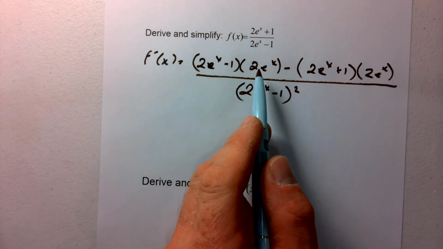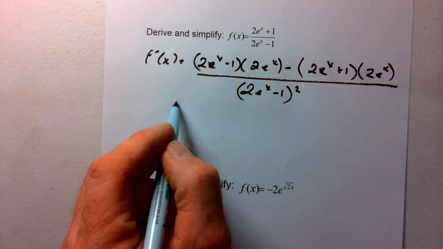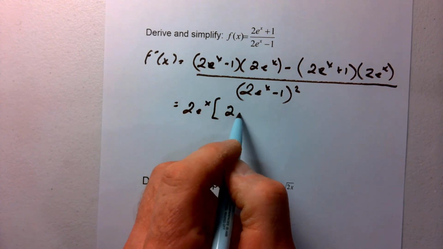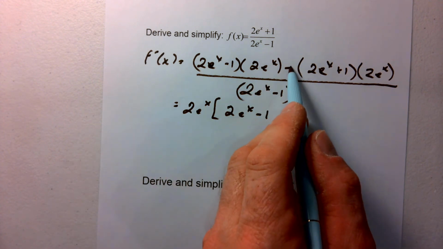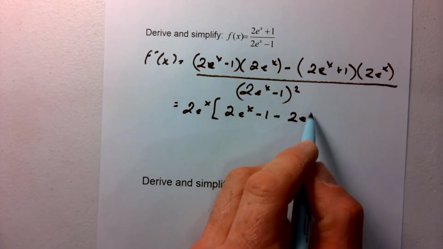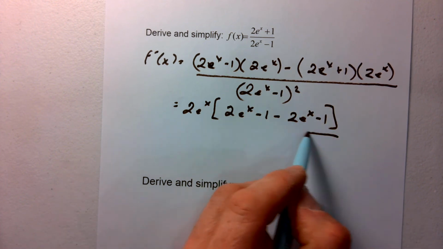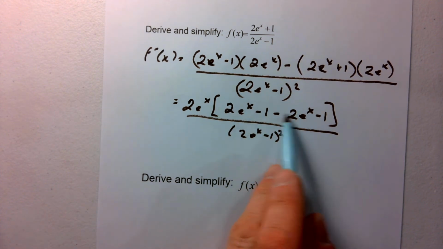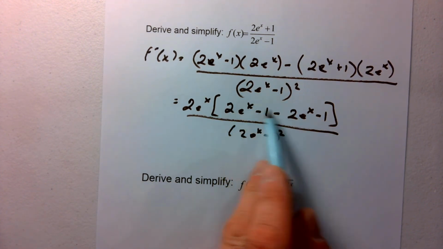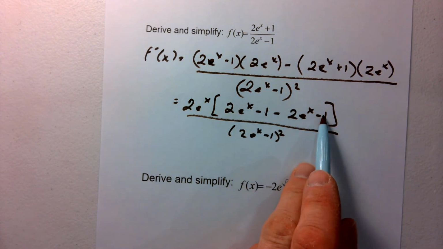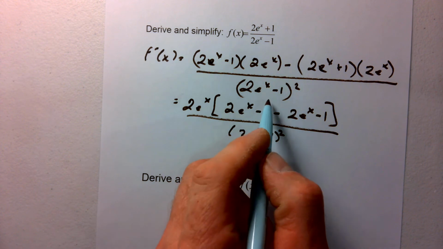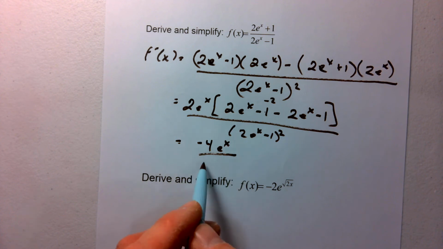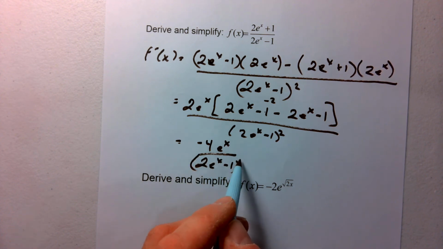We can go ahead and clean up the numerator by factoring out a 2e to the x. So I have 2e to the x. I'm going to multiply that by my leftovers, which is 2e to the x minus 1. Distribute my negative, so I get a negative 2e to the x minus 1 as well. And that's over my 2e to the x minus 1 squared. Now I can go ahead and clean up my numerator here. My 2e to the x's are going to cancel. So I have negative 1 minus 1, which is negative 2. I'm going to put that up there. So negative 2 times that 2 outside gives me negative 4 e to the x over 2e to the x minus 1 squared.